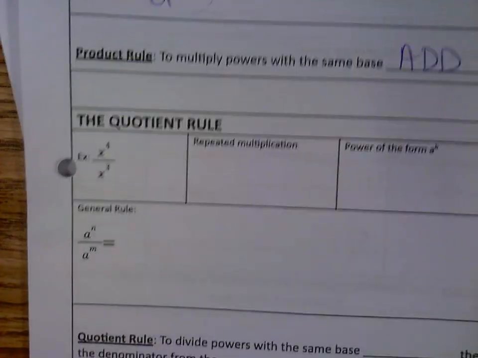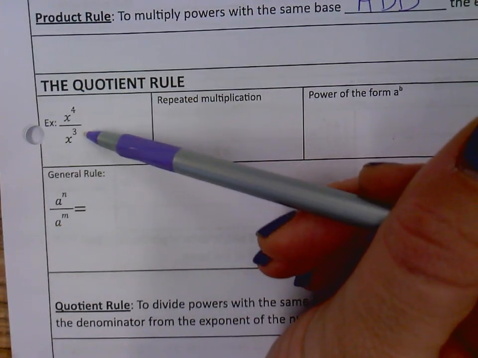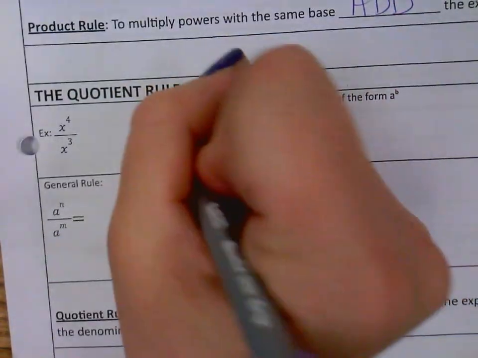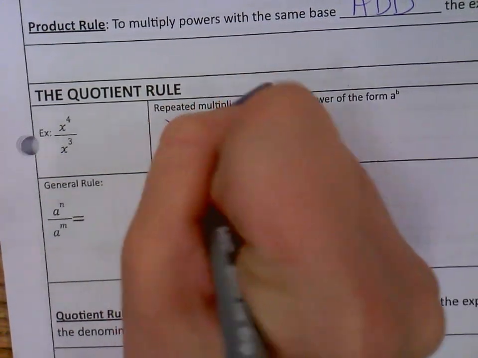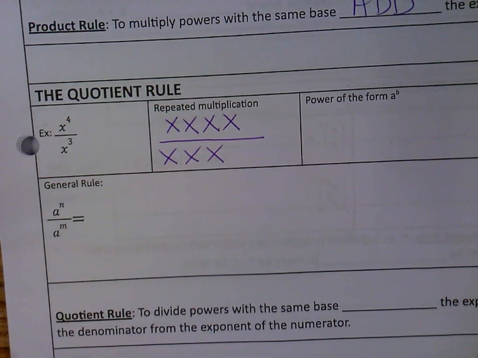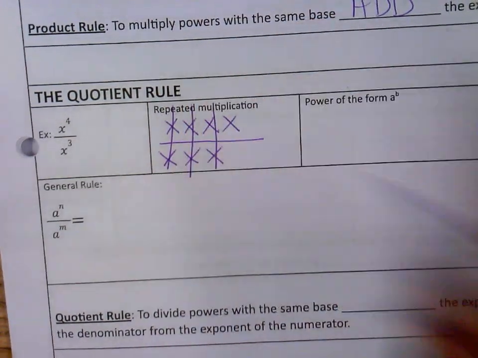Quotient rule. Now I'm dividing. x to the 4th divided by x cubed. Let's write out what this would look like. x in the numerator, x in the denominator. So, what is anything divided by itself? This x could cancel with this x. Same thing with the second one, and same thing with the third one. So anything that has a partner, top and bottom, can cancel out.